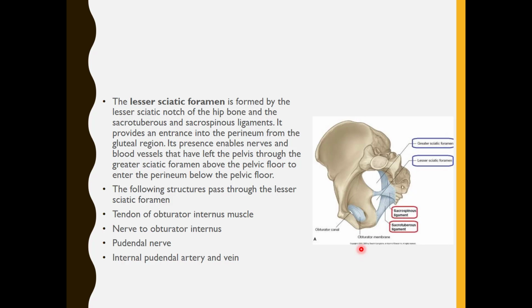The structures which pass through the lesser sciatic foramen are the tendon of the obturator internus muscle, nerve to the obturator internus, pudendal nerve, and internal pudendal artery and vein. These structures are very, very important. They will be asked from you in Viva as well as in MCQs.